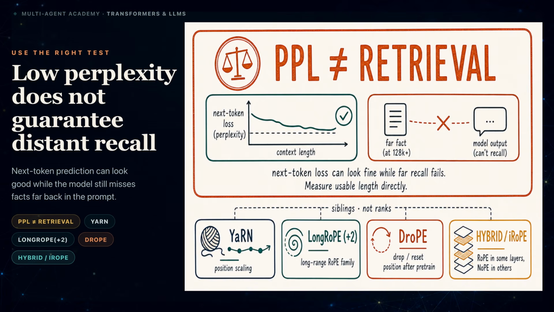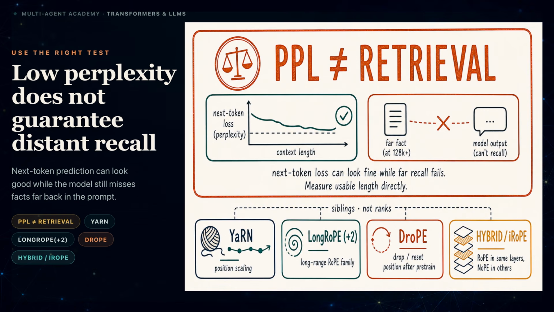One common metric can make a context extension look stronger than it really is. Perplexity measures how well the model predicts the next token. Retrieval asks a different question. Can the model find and use information located far back in the prompt? A model can show good perplexity while still missing distant facts.